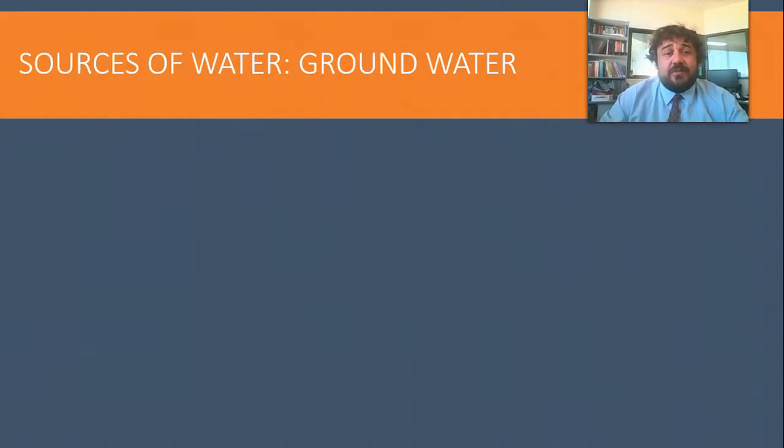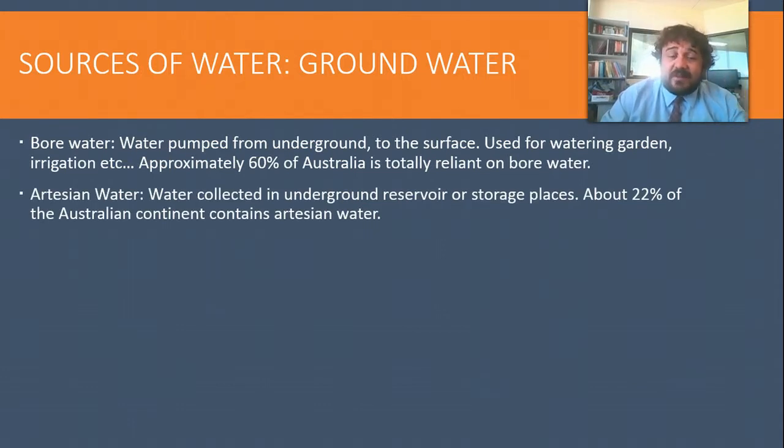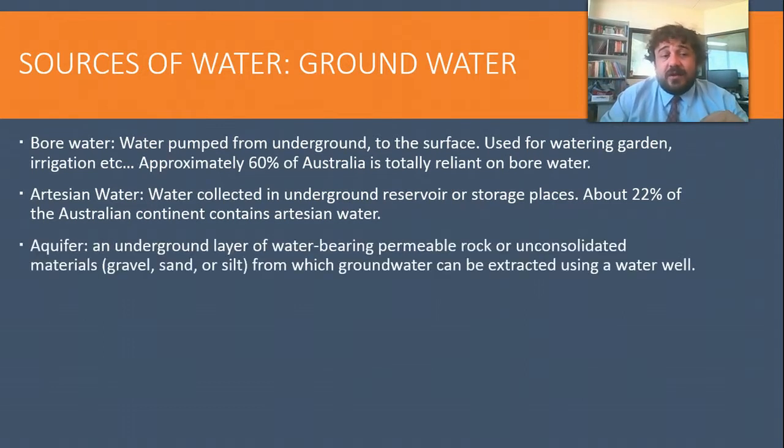Know that. That's really important. So where do we get groundwater from? So you bore water. About 60% of Australia, not 60% of people, 60% of the landmass is totally reliant on bore water, and it's water pumped from underground to the surface. There is artesian water, which is water collected in an underground reservoir or storage place, and about 22% of the Australian continent is over top of artesian water.